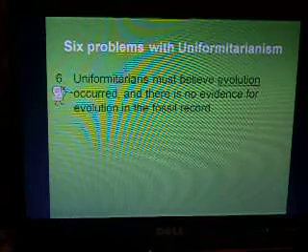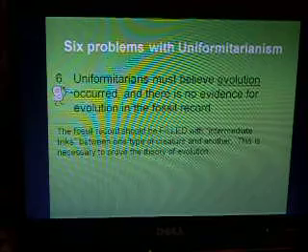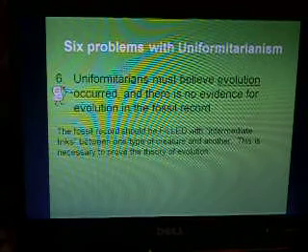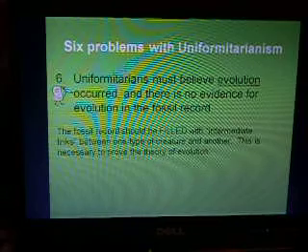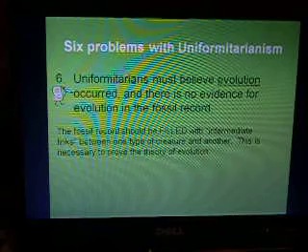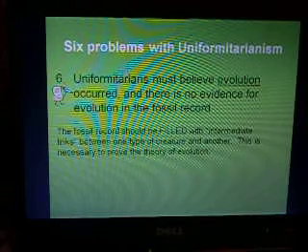must believe evolution occurred, and there is no evidence for evolution in the fossil record. Now, how can we make such a claim that there's no evidence for evolution in the fossil record? Well, the fossil record should be filled with intermediate links between one type of creature and another. If creatures were evolving and changing into new creatures, we should have a lot of fossils of these intermediate stages. This is necessary to prove the theory of evolution.